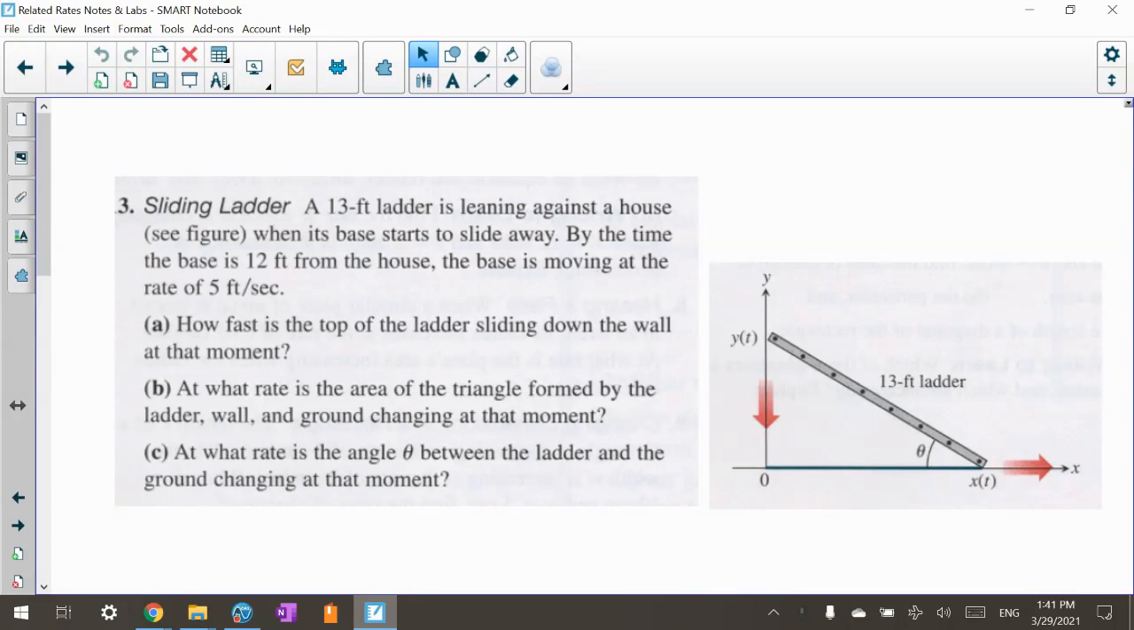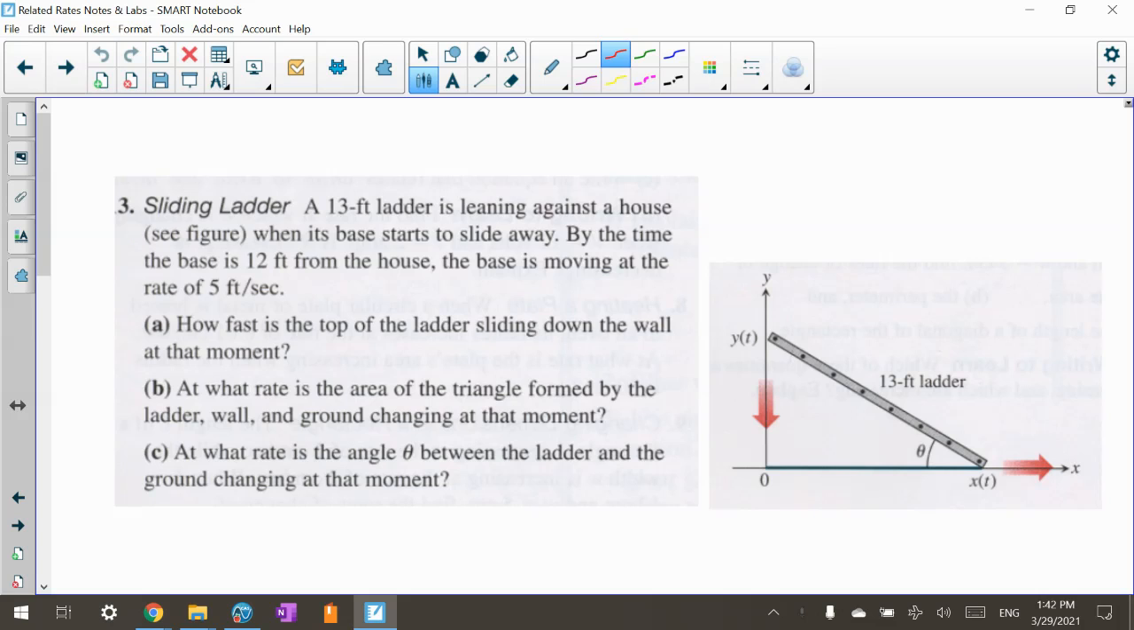All right, this is my Calculus 1 related rates problem. This is lab number 2, and this is a sliding ladder. We've done this many, many times. And here I have a ladder sliding down the wall. It's a 13-foot ladder, and it's leaned against a house.